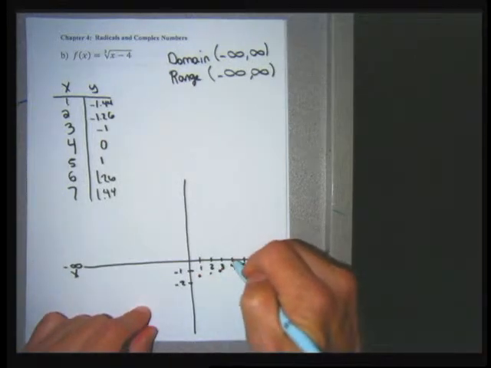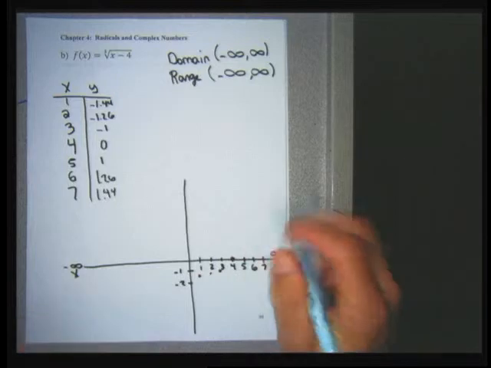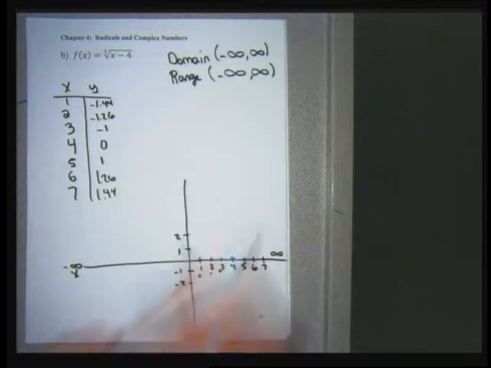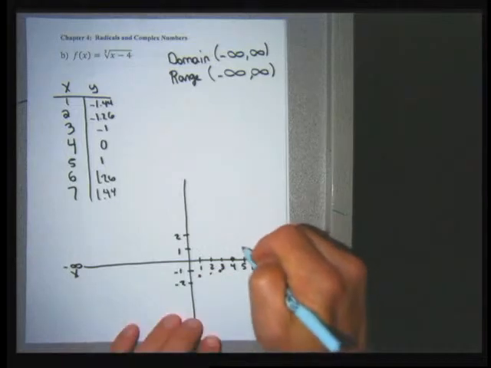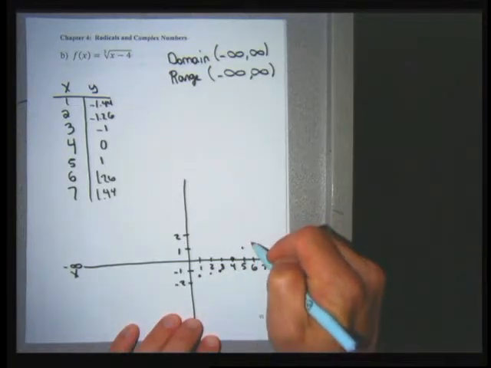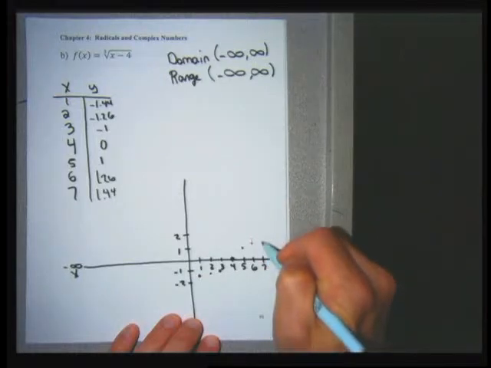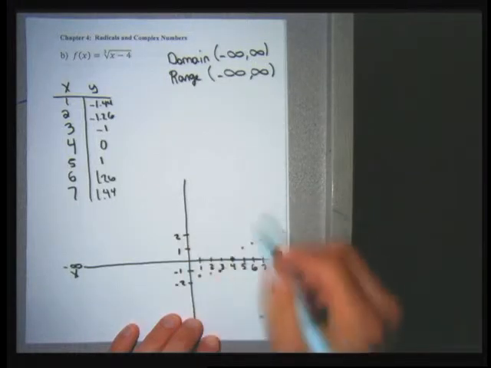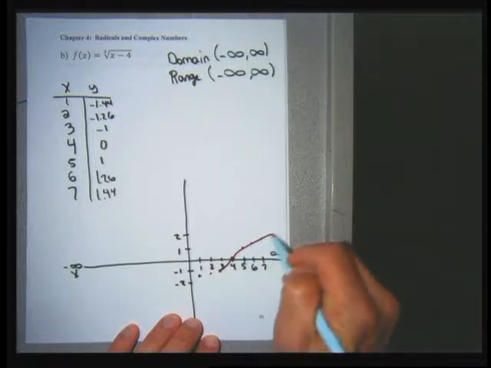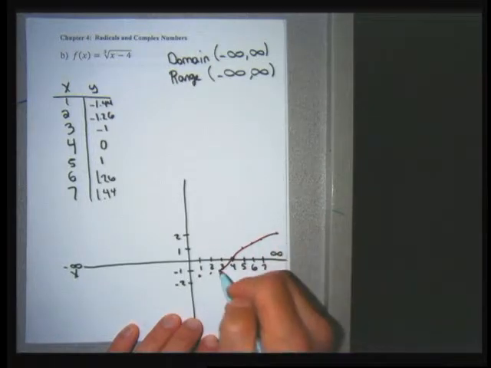4 and 0 is kind of easy for me to plot. And then for 5 and 1, I need to get a 1 on the y-axis. So this is about 5 and 1. 6 and 1.26, it's a little bit higher. 7 and 1.44, it's a little bit higher, but beneath the 2. And I'm just going to connect these points kind of the best I can.